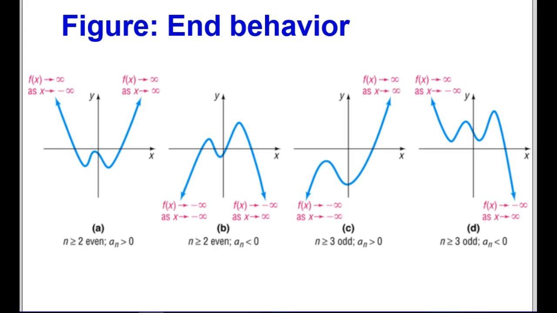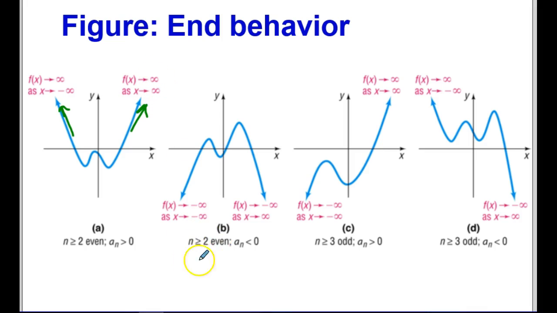So here's kind of what our end behavior looks like. And this would be something really good to remember, just so you don't have to graph everything all the time. So if my n value is greater than or equal to 2, and it's even, and my a sub n is greater than 0, so my leading coefficient is positive, my end behavior is going to go up towards the negative and up towards the positive. And here's how we read this. F of x approaches infinity as x approaches infinity.